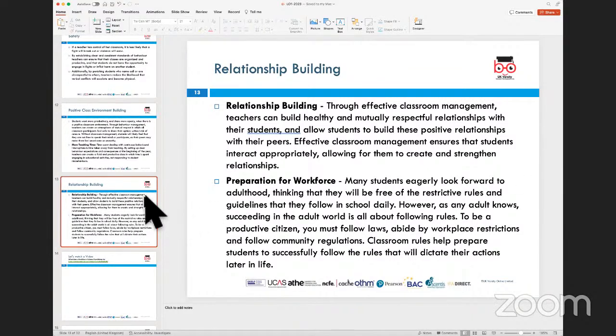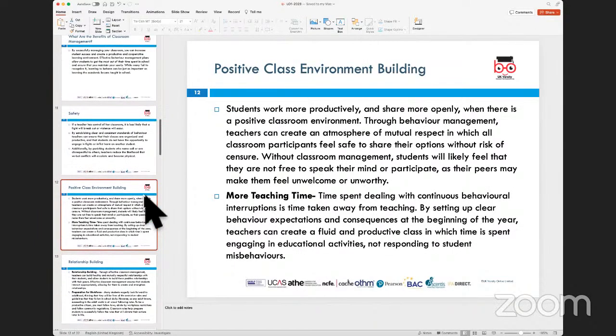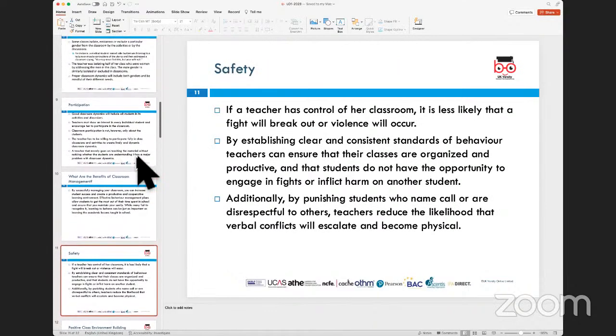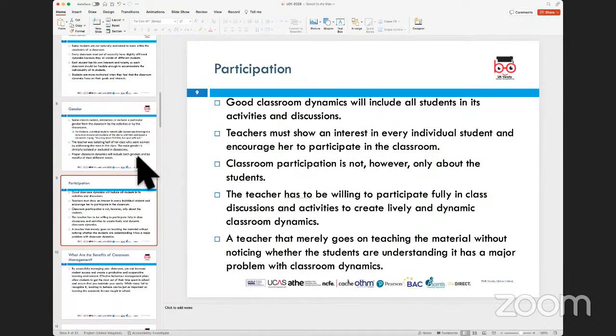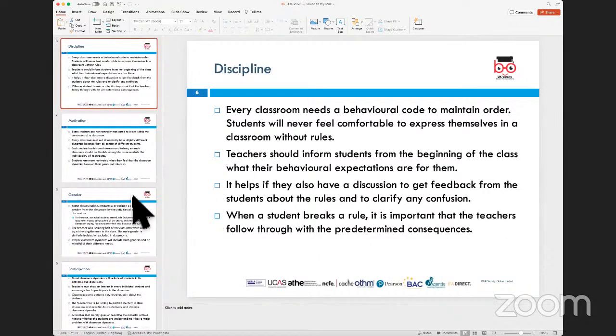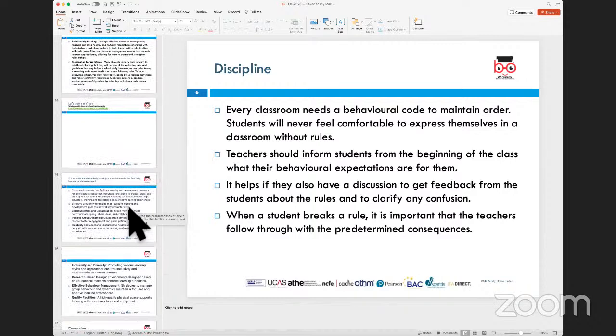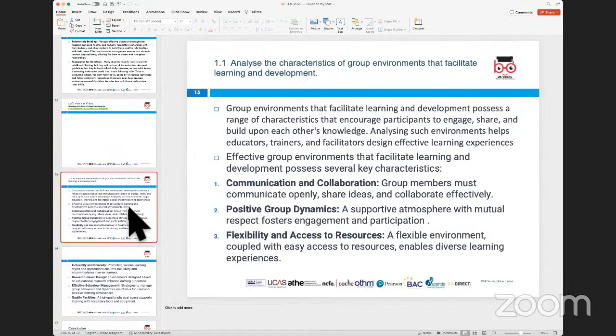So all these aspects that we talk about in terms of relationship building, positive classroom environment, safety, participation, gender neutrality, motivation and discipline, they are all part and parcel of how the class dynamics can be managed within a particular setting. So any questions at this stage?